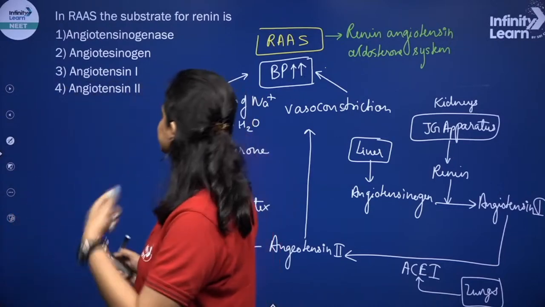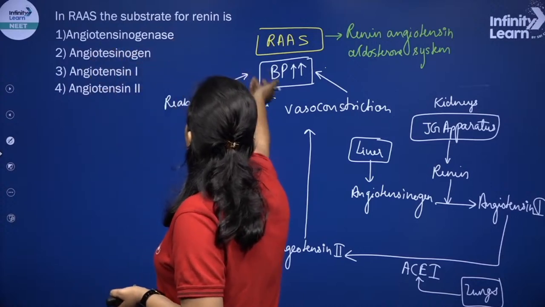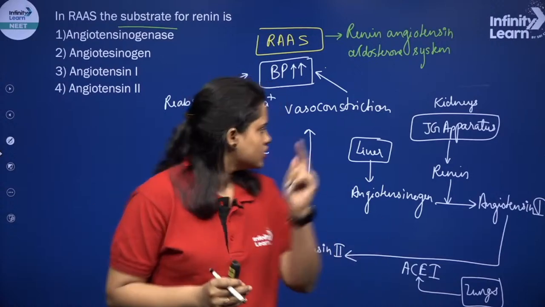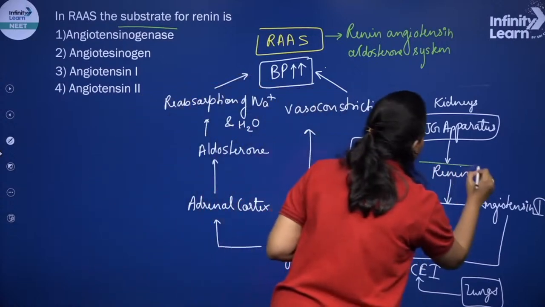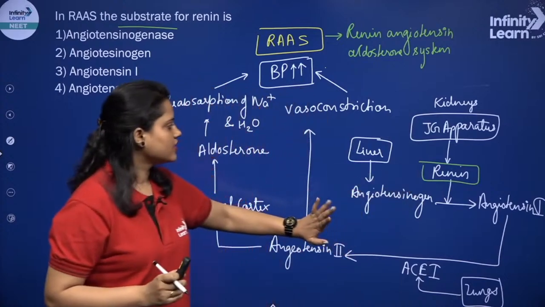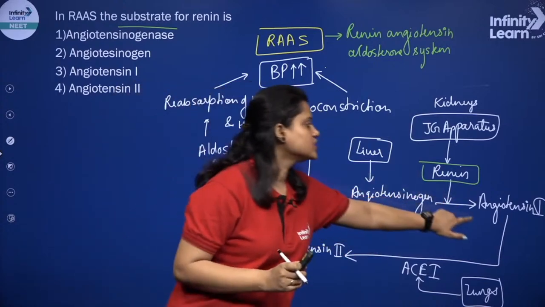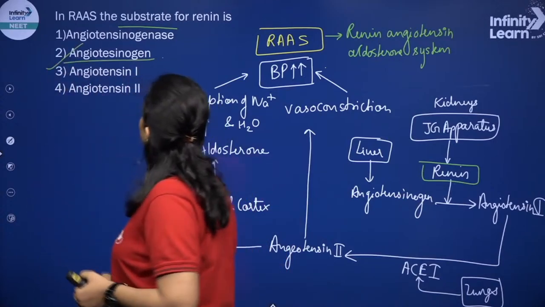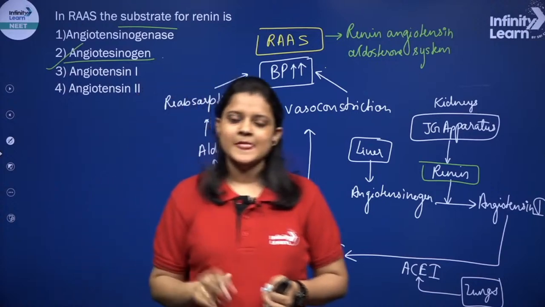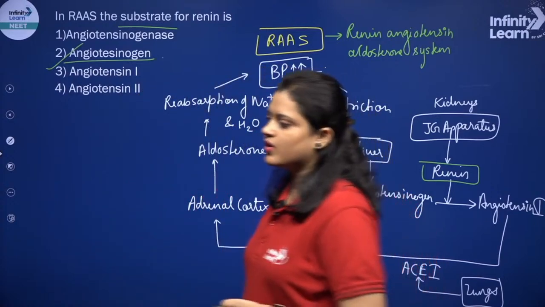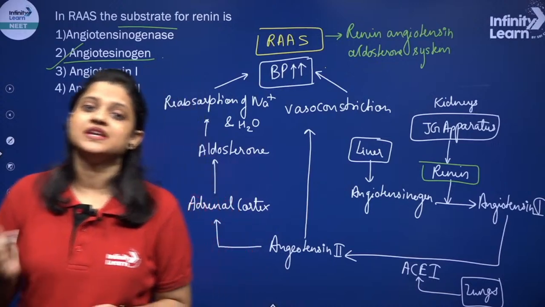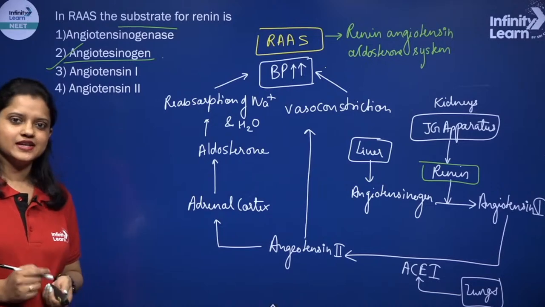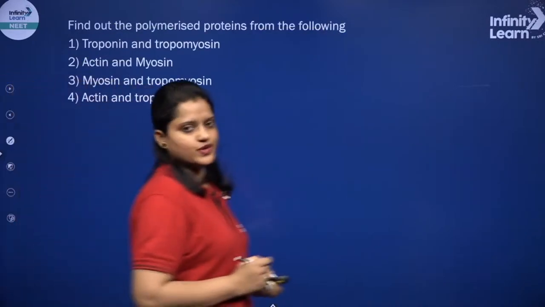So let's see what this question is again. In the RAS, the substrate for renin is, okay, substrate here means that on which your renin will act. So we can take it from here that renin will act on angiotensinogen and will convert it into angiotensin 1. So here our answer will be angiotensinogen without fail. Okay, please note this down. Take a screenshot. This is very important for your NEET examination. The correct option for this question is 2. Done, everyone. Now let's move on to our next question.